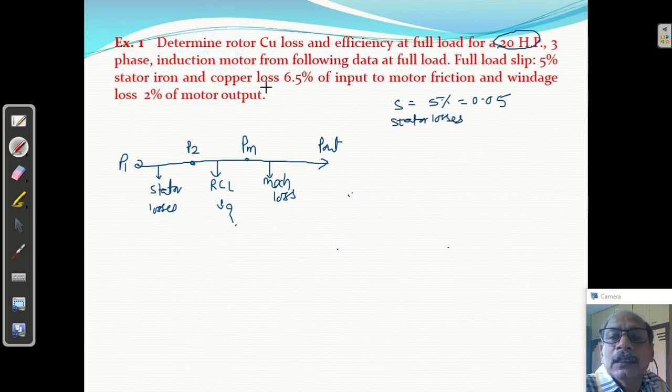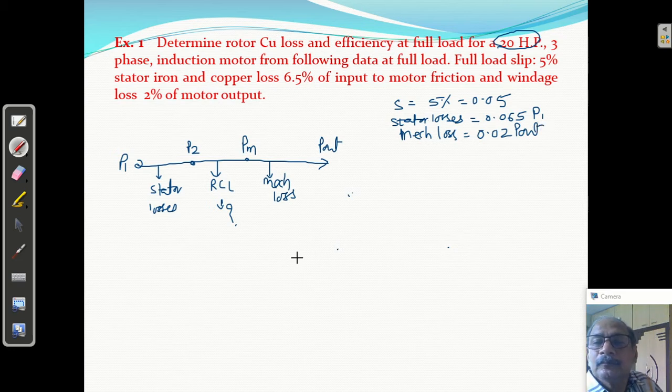The stator iron and copper loss, stator losses, is given 6.5% of input to motor, that is 0.065 of P1. Friction and windage loss, that is the mechanical loss, is given 2%, that is 0.02 of P out. So this is given. The rating is given as 20 HP.